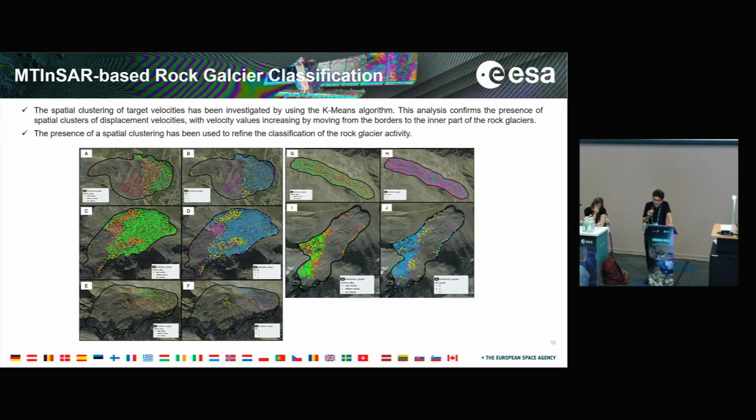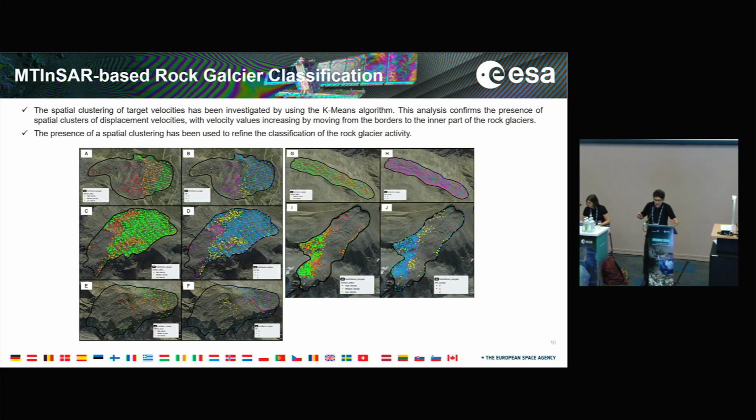Moreover, we try to investigate also the spatial patterns of the deformation, and through a K-means algorithm we classify the velocities, and we see that indeed several classes exist. The velocities are quite well classified, and the velocity classes provide interesting results, because we see that often the velocity values increase going from the border of the rock glacier into the inner part, because there we expect the higher values of deformation indeed.